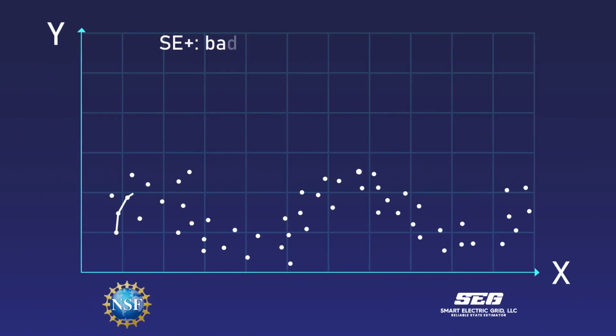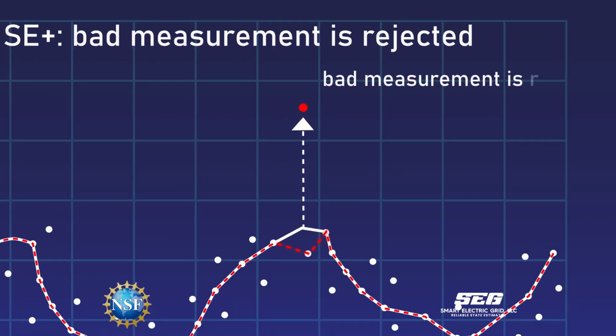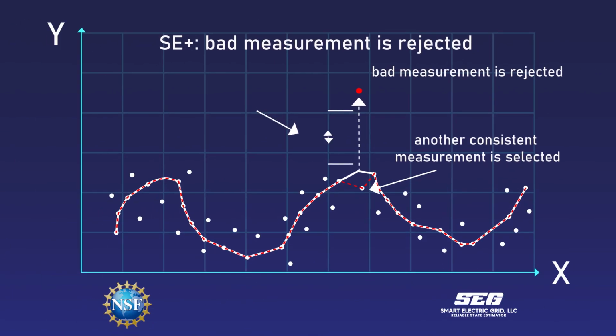SE Plus has the ability to automatically reject bad measurements and replace them with more consistent measurements. This ensures that the bad measurements do not impact the results of SE Plus. Furthermore, SE Plus is able to recover the true values of bad measurements by removing the error values from the bad measurements.